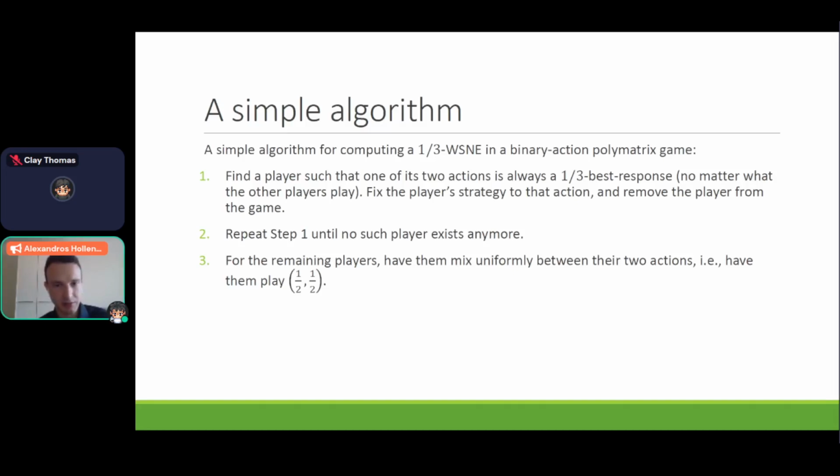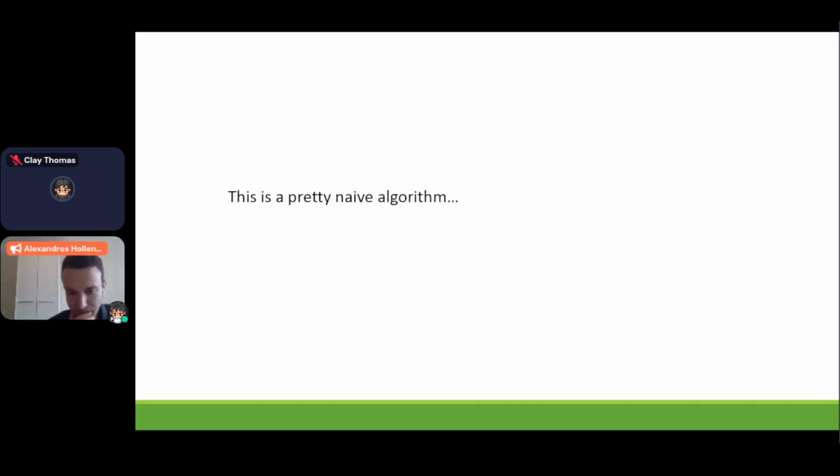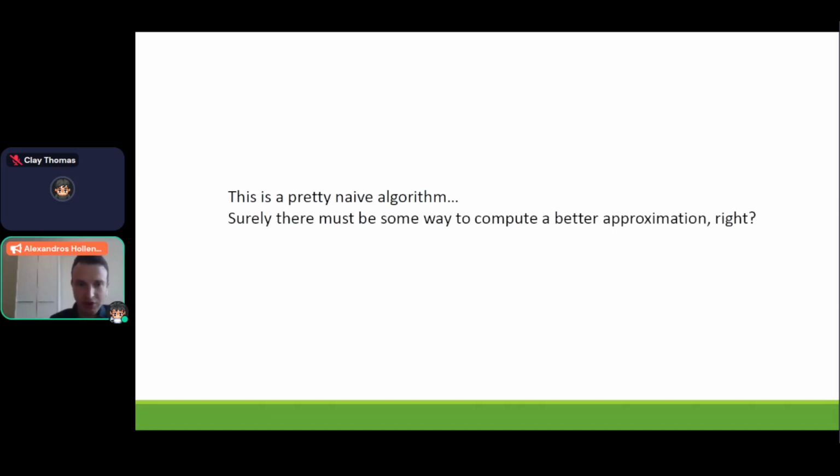And that's it. That's the algorithm. Eliminate people who can always play some pure strategy and be happy, and the remaining ones have them mix perfectly 1/2, 1/2. And by a direct computation, you can show that this always gives a 1/3 well-supported Nash equilibrium. Now, this is a pretty naive algorithm, and surely you must think there must be some way to compute a better approximation.